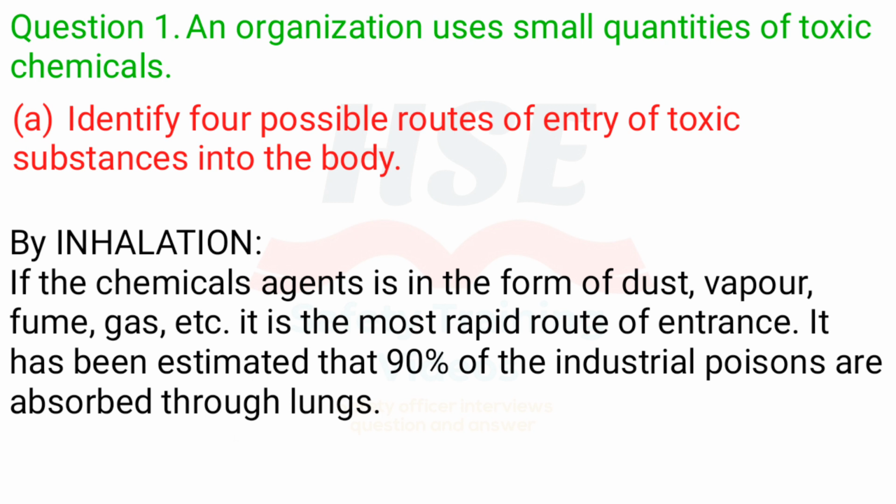Question 1. An organization uses small quantities of toxic chemicals. A. Identify 4 possible routes of entry of toxic substances into the body. By inhalation. If the chemical agent is in the form of dust, vapor, fume, gas, etc., it is the most rapid route of entrance. It has been estimated that 90% of industrial poisons are absorbed through the lungs.